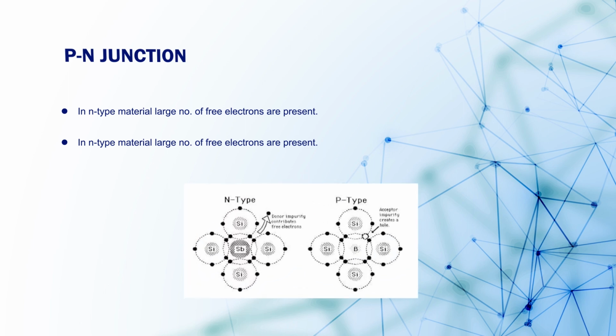As we can see in the picture below, in the N type there are some free electrons which are ready to recombine with the holes. Similarly, in P type material the vacant holes, or free holes, are present, ready to recombine with the electrons. So N type and P type are both rich in carriers: N type has free electrons and P type has free holes.